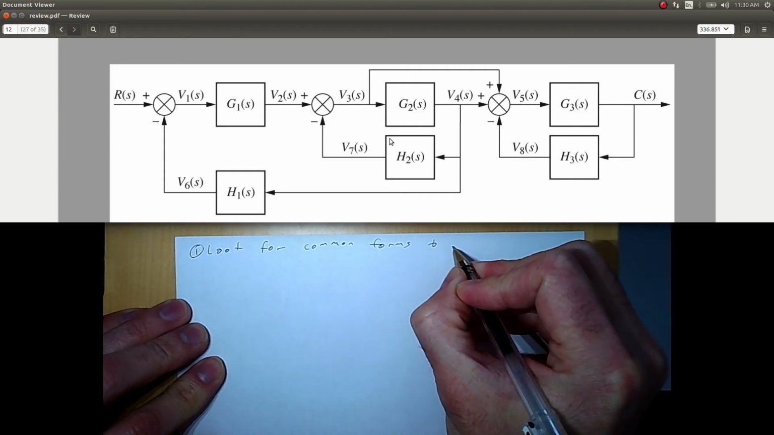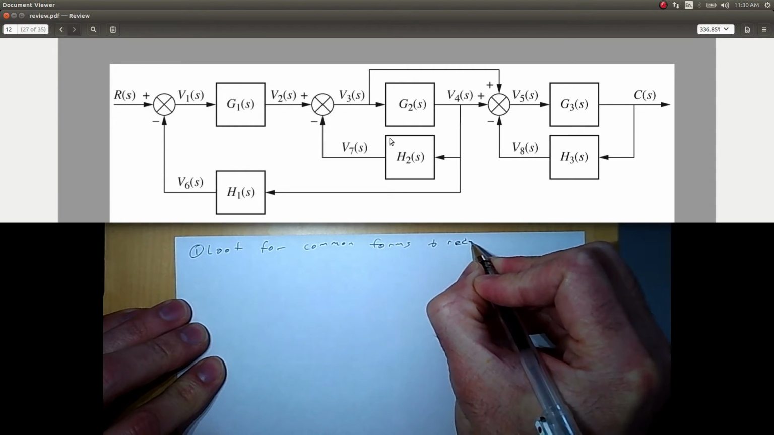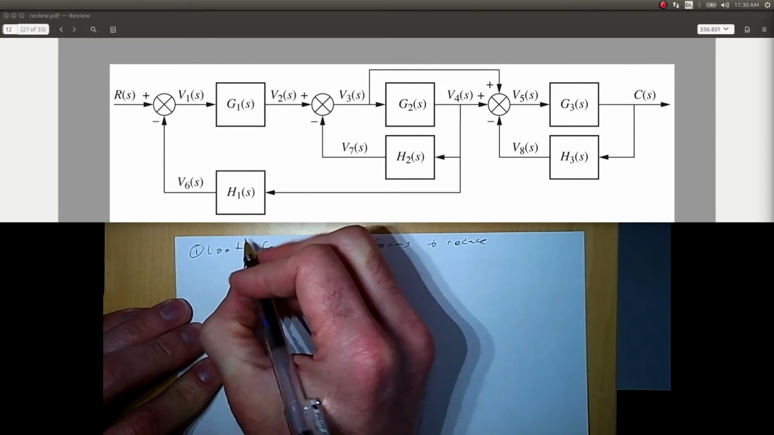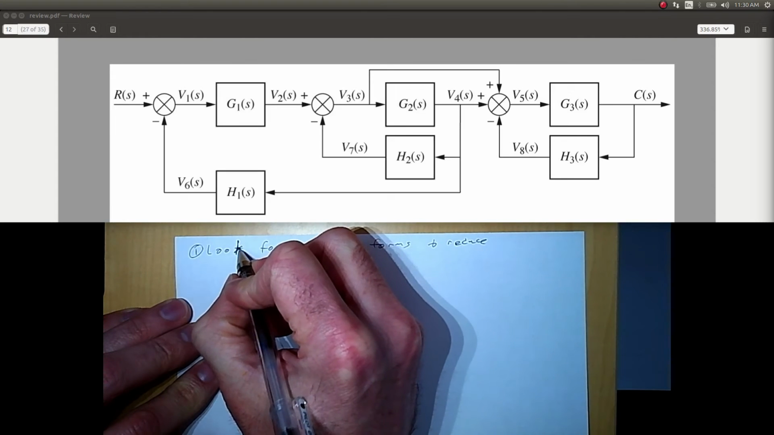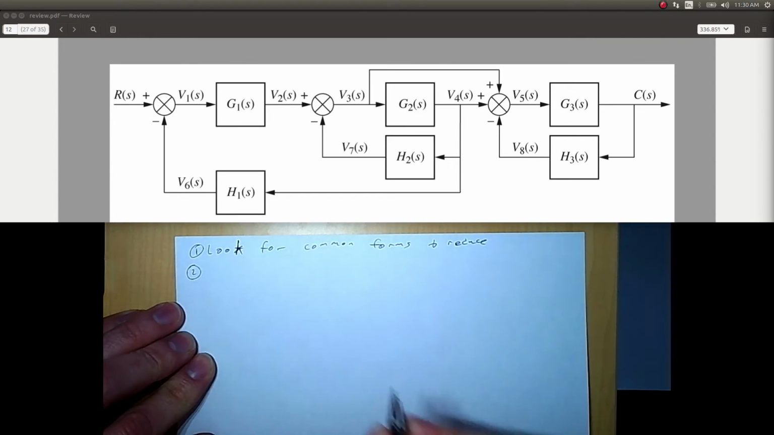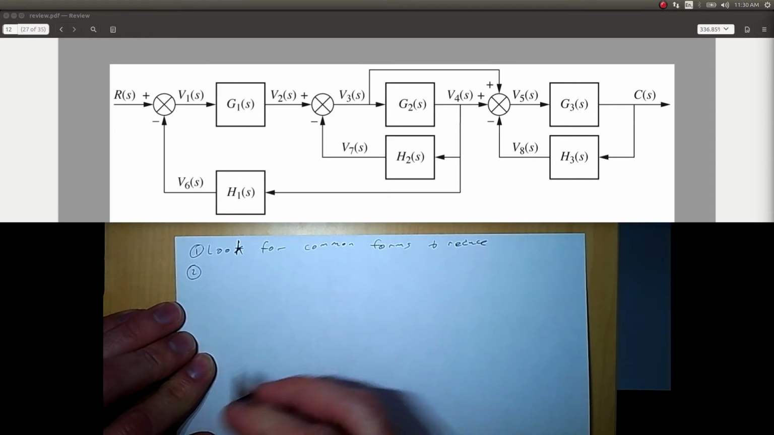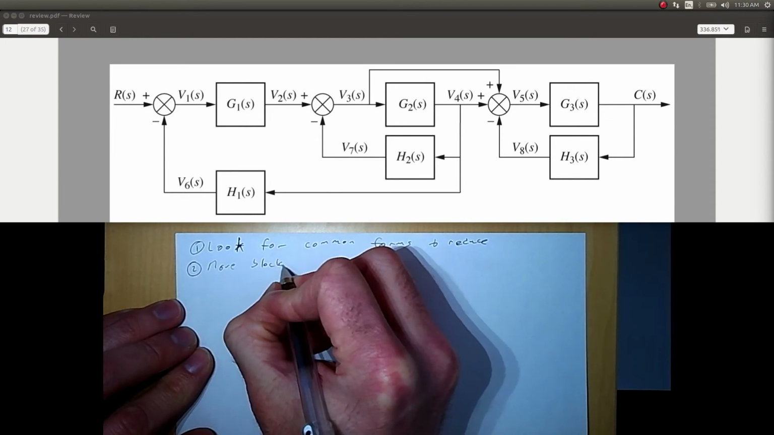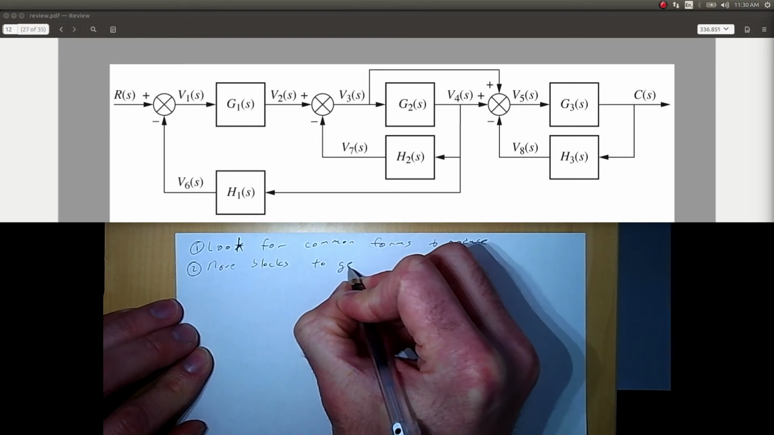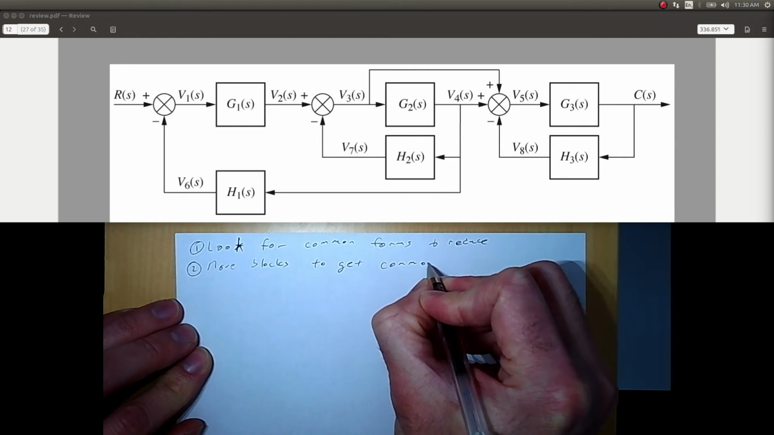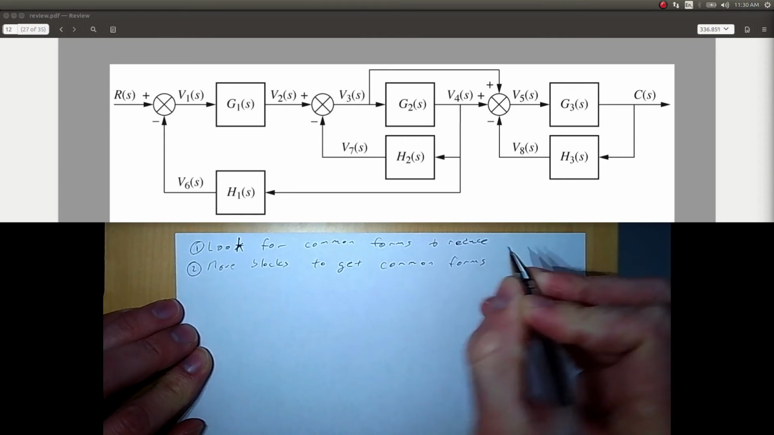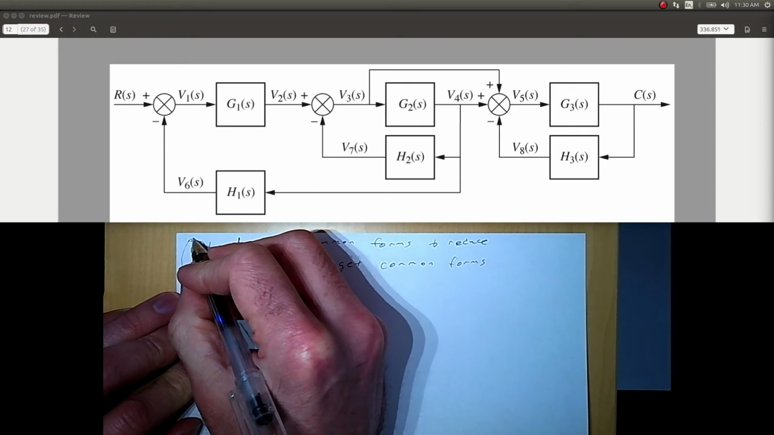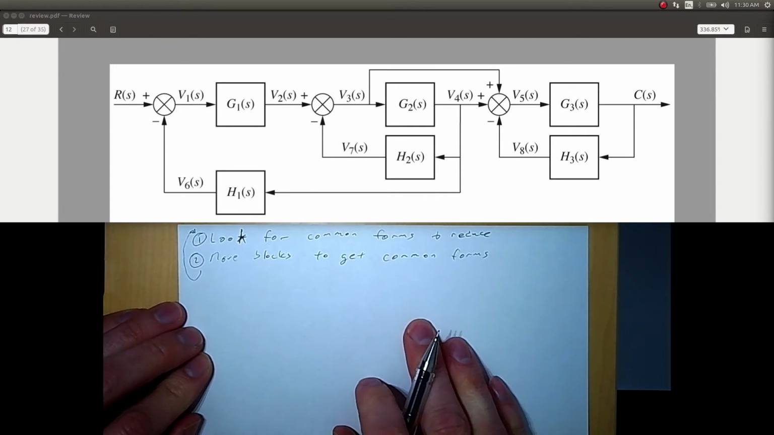And reduce them once they're found. Yeah, we're not looking for them, we're looking for them. And then two, once we've reduced all the common forms that are possible, then we want to move blocks to get common forms. And once we've gotten those common forms, then once we move the blocks, then we go back and repeat this until we've arrived at one transfer function.